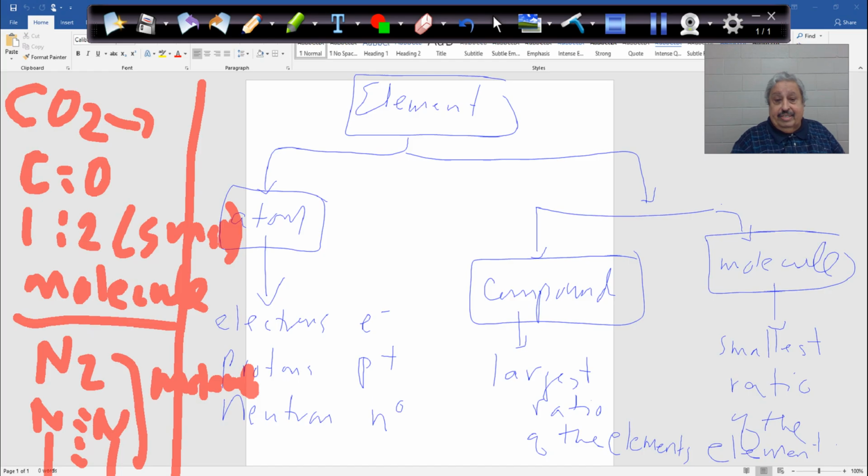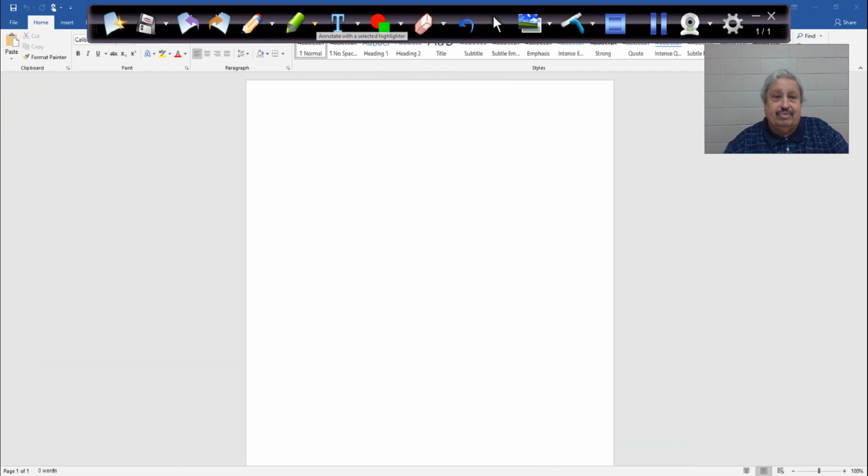Now let's look at another example to show you the difference. Smallest units are molecules, but a compound is also a combination of two elements or more. How do we differentiate between compound and molecule? By looking at the ratio between the elements. If the ratio is the smallest one, this is a molecule. If it is not the smallest but a larger one, that's a compound. I'll show you an example here. Can I take this one out? Everybody has it? Okay. So let's look at one of the examples here.